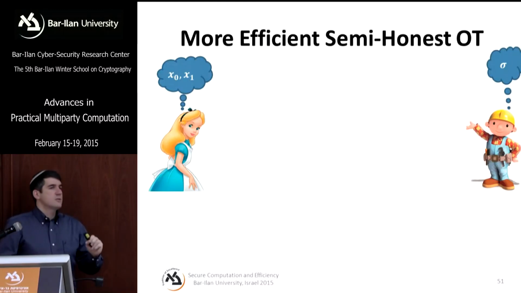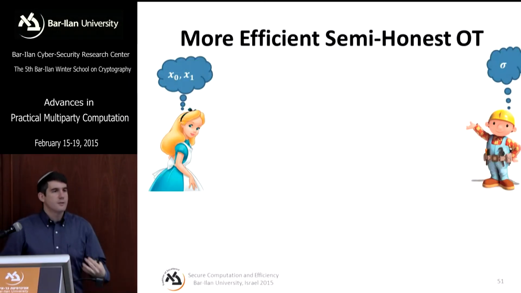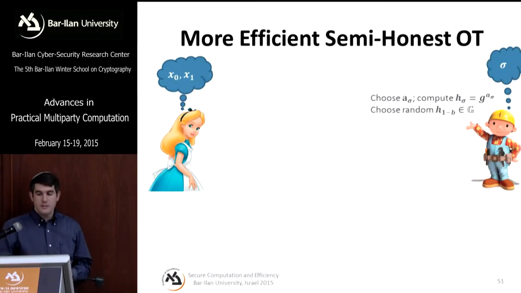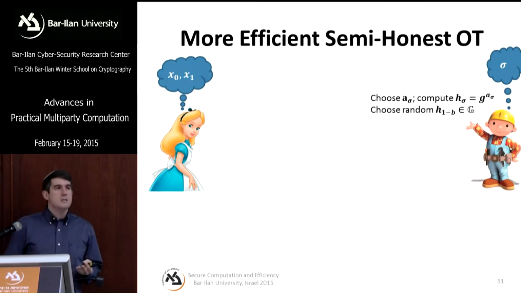But I want to show you just a very, very small change to the protocol which increases efficiency. This is like the first step into what we're trying to focus on in this school. So again, Bob is going to do the same thing. He's going to choose two ElGamal keys, one of which he knows the private key for and the other he doesn't, and send them to Alice.